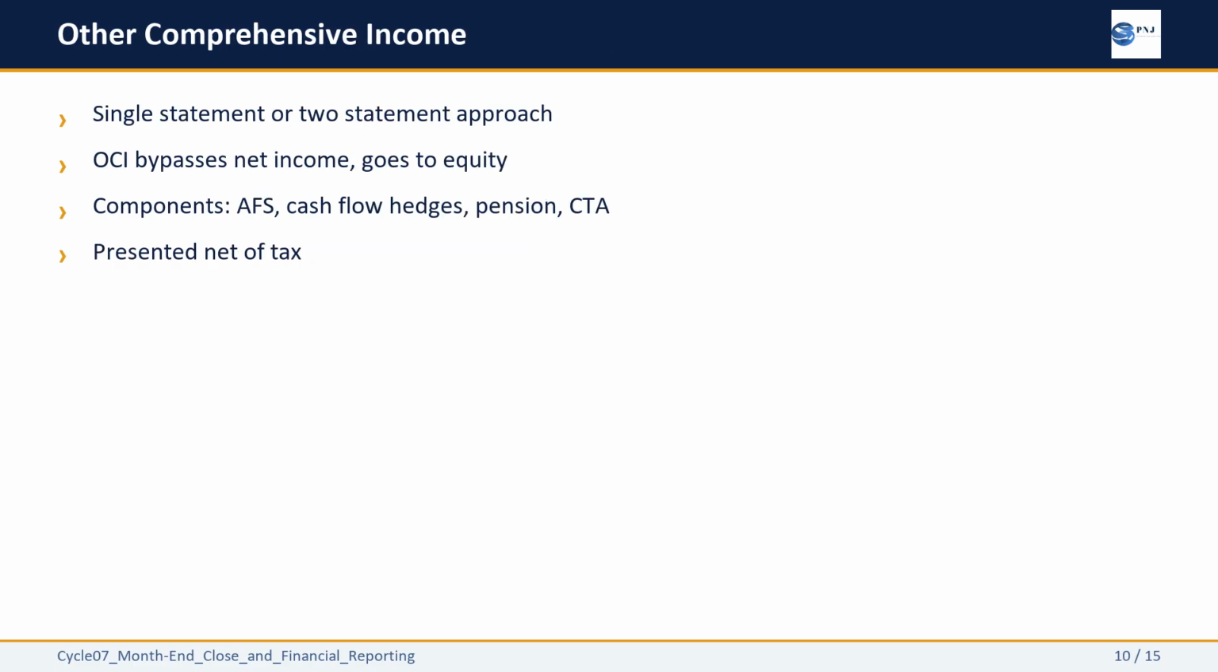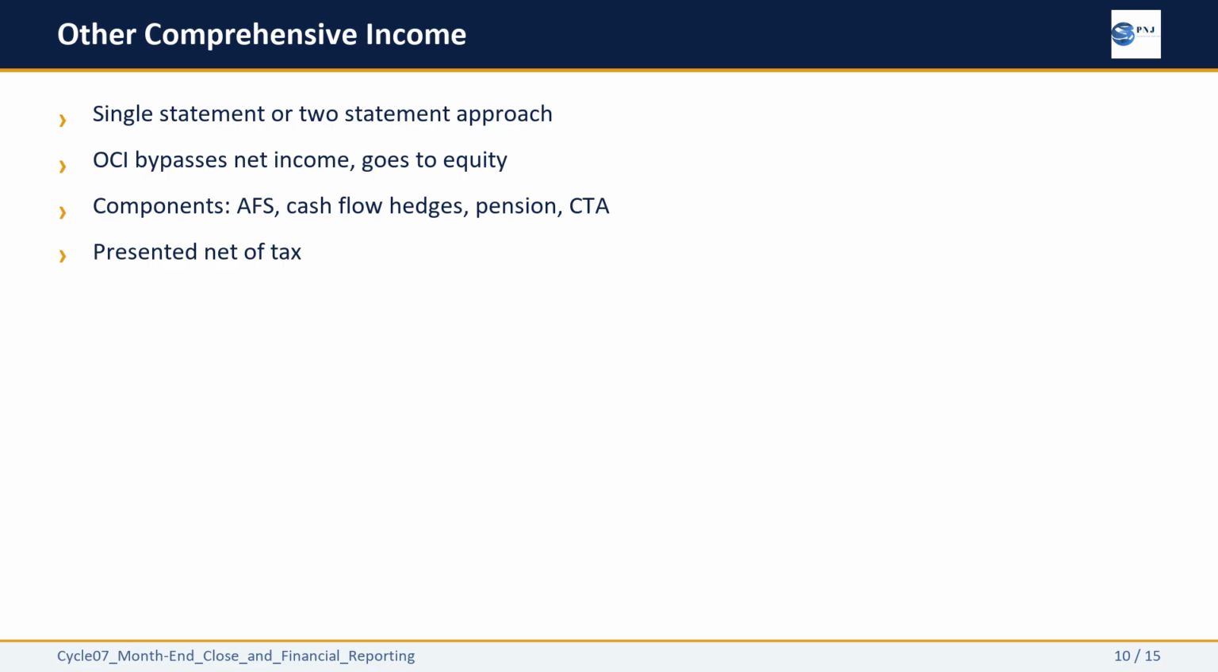Some gains and losses do not belong in net income at all, and that is where other comprehensive income, which we call OCI, comes in. ASC 220 gives you two presentation options. The single statement approach shows net income and OCI in one continuous statement, while the two-statement approach uses a separate income statement followed by a separate statement of comprehensive income. Both are acceptable if disclosed and applied consistently.